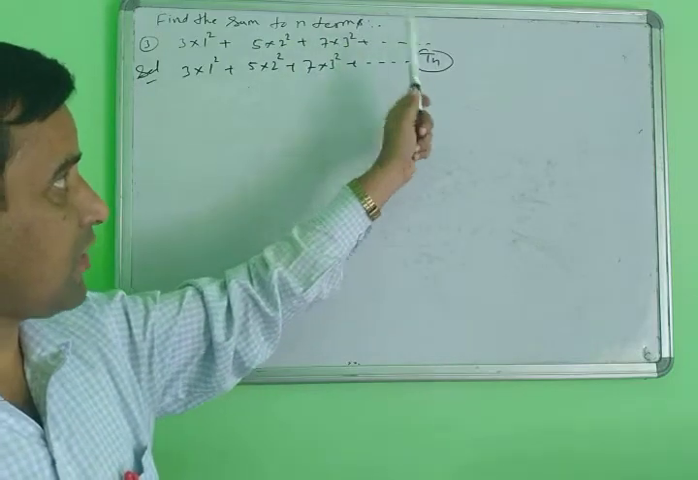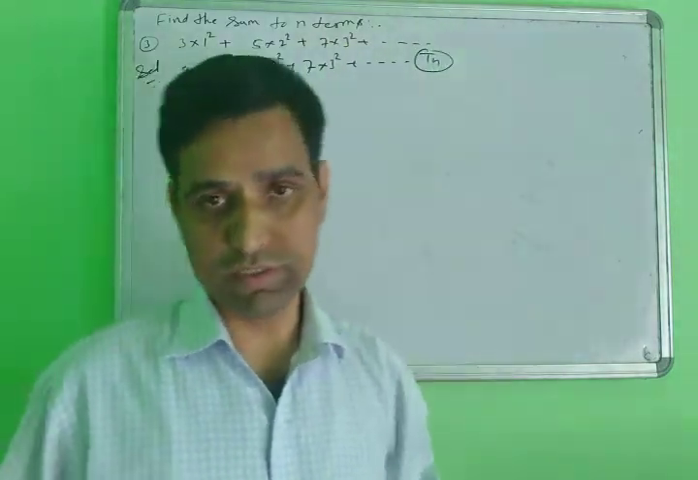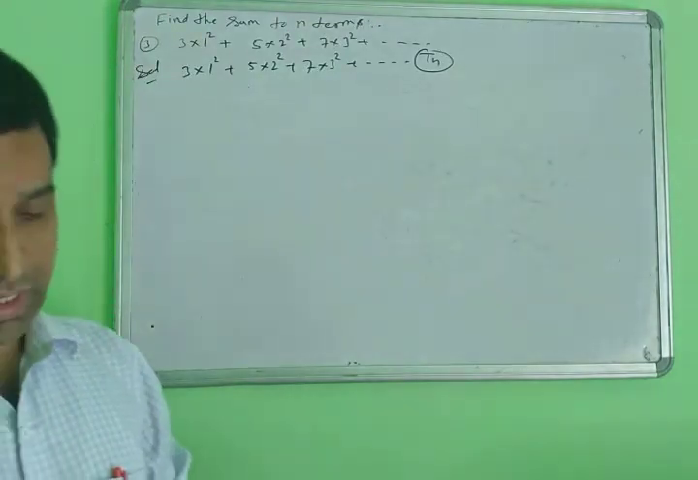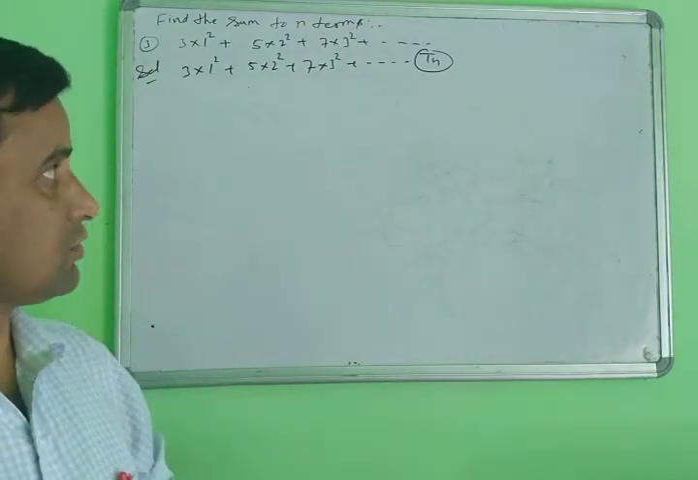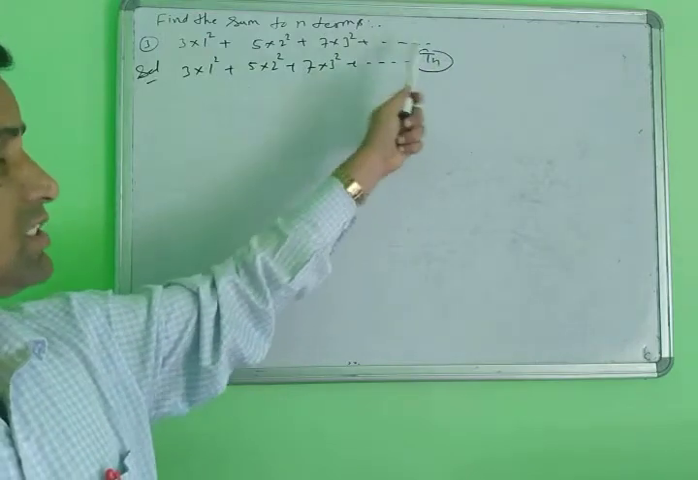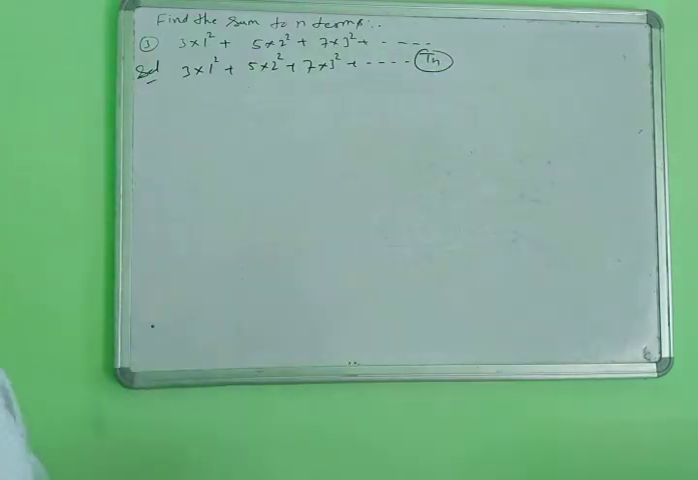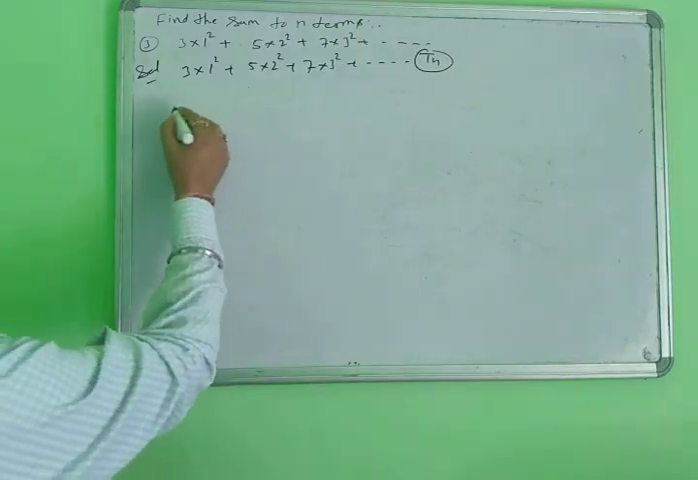So first of all you will find the nth term of both the series. Then you will find the sum of the n terms. First of all find the nth term of both the series, then you will find the sum of the series. Yes, now start the question here.